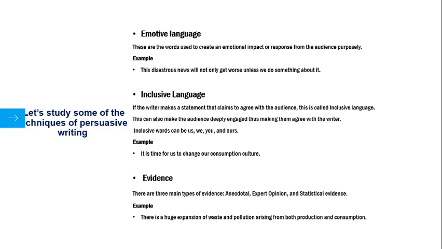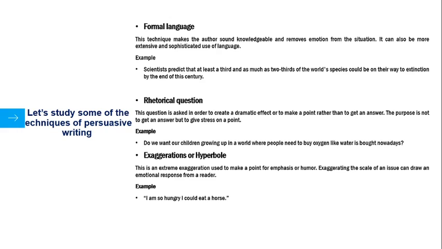The evidence. There are three main types of evidence. It can be anecdotal, that has to do with personal experience. The expert opinion, someone knowledgeable about the topic, and we get information from them. Or statistical evidence, that is information from researchers that have numbers that we can use to show the relationship between the phenomenon and the reality. Example, there is a huge expansion of waste and pollution arising from both production and consumption.